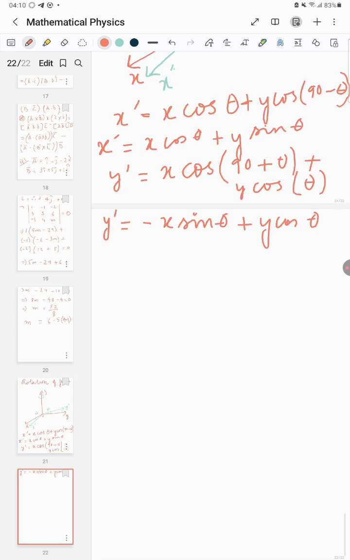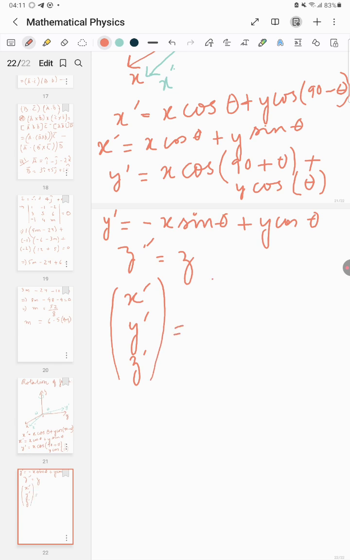And what will Z prime be? Z prime will remain Z, because the coordinate system is rotated about the Z axis. So the Z axis actually doesn't change. Now let us make a matrix of these coordinates. So on the left hand side, what we want is actually X prime, Y prime and Z prime.